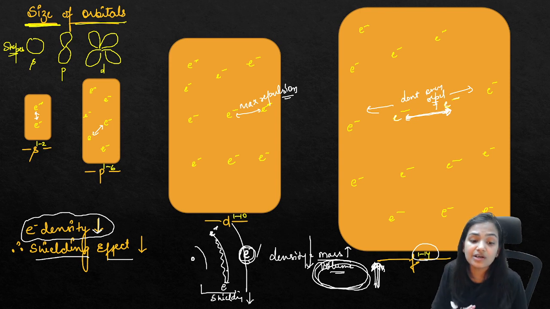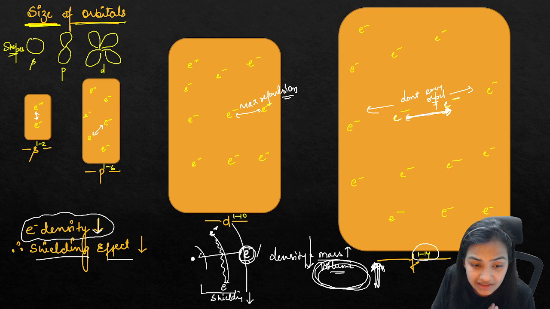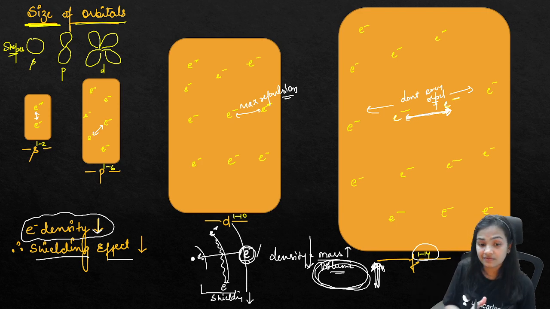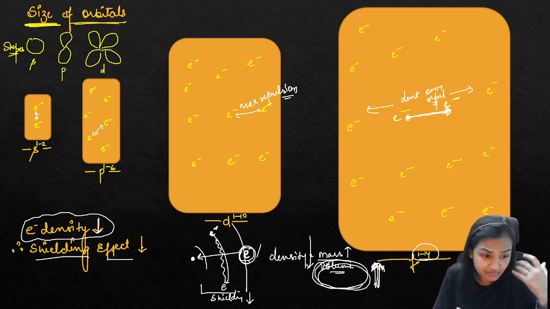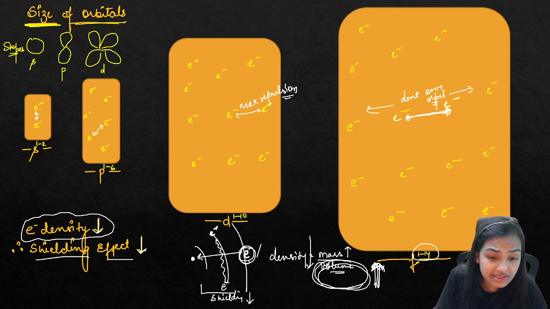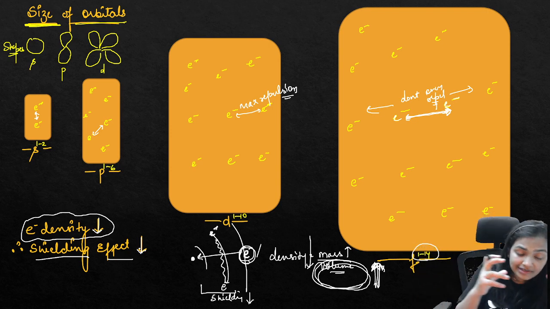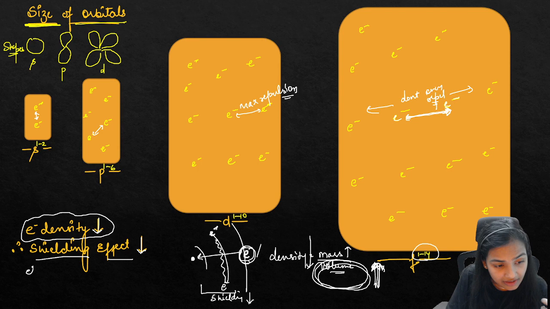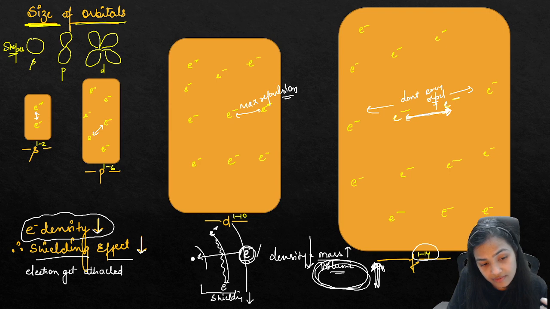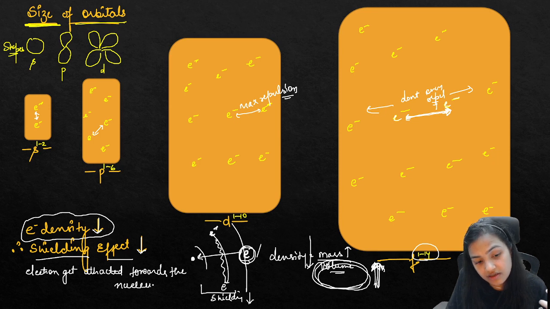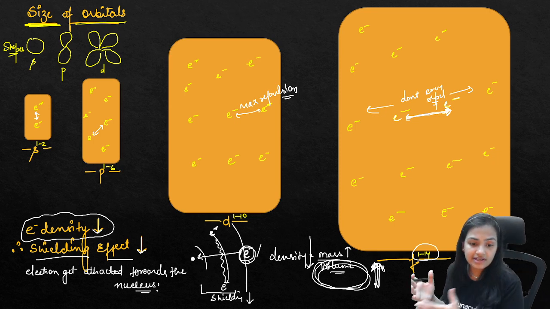So there is no one to protect, no one to shield or screen. If there is no one to screen, then the nucleus is more powerful and will attract this electron more strongly towards itself. Therefore the shielding effect decreases, and the electron gets attracted towards the nucleus. So this will be the conclusion.